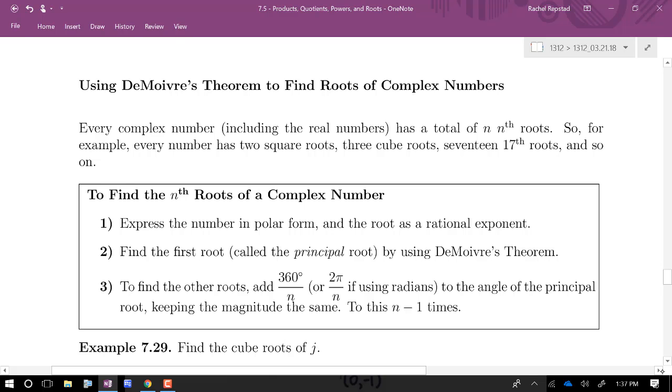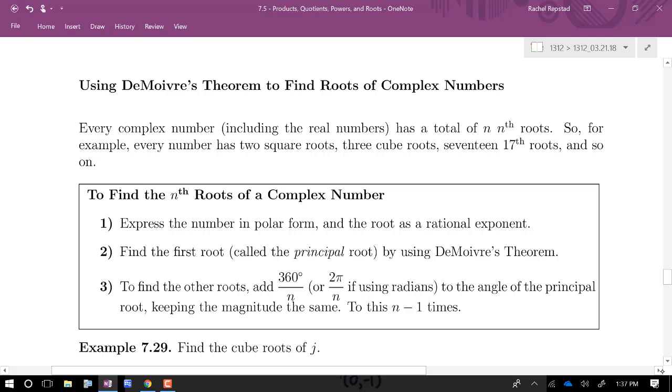So finding roots and powers are really the same thing. The square root is a 1/2 power. The cube root is a 1/3 power. We've been working with that for a while now. So if I want to find roots of a complex number, it's the same as raising it to a power. We can use de Moivre's theorem to help us with that.